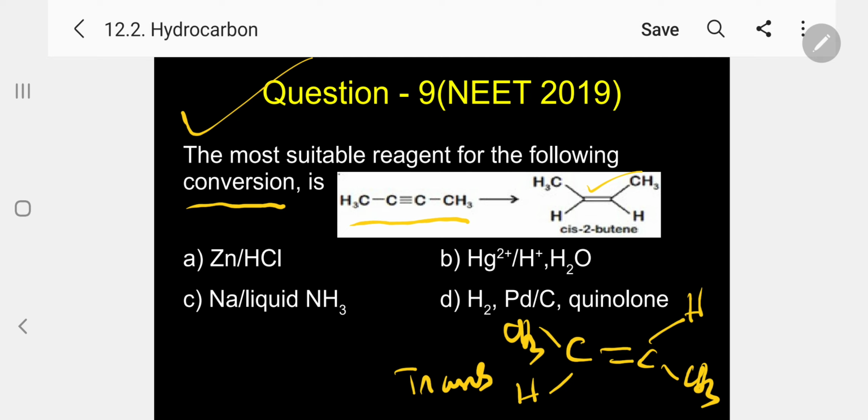Okay, kindly follow. So our question is, the starting material is this. The final product is cis-2-butene. They are asking which suitable reagent will bring about this conversion. A, zinc and HCl. B, Hg2+, H+, H2O. C, sodium in liquid ammonia. D, H2, palladium on carbon, quinoline, or sometimes instead of quinoline we can also use barium sulfate. Kindly follow.